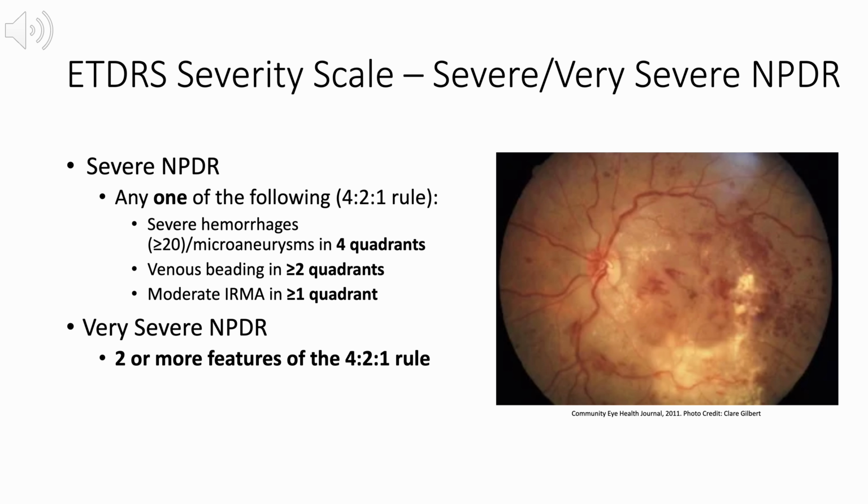Let me point out the internal logic of this rule, because it makes it far easier to remember. The number of quadrants required decreases as the specificity of the lesion for ischemia increases. Hemorrhages are relatively nonspecific, so we require them in all 4 quadrants. Venous beading, which we just described as reflecting severe hypoxia, requires only 2 quadrants, and IRMA, which by definition marks the immediate margin of capillary non-perfusion, requires only 1. The rule is essentially ranking these 3 lesions by how strongly each one predicts impending ischemic decompensation.